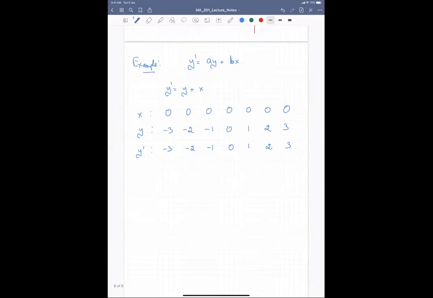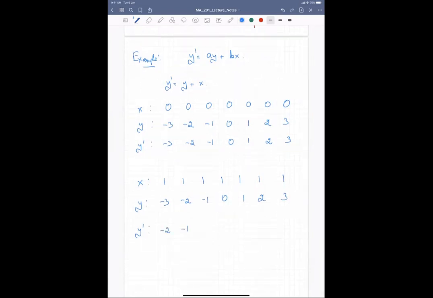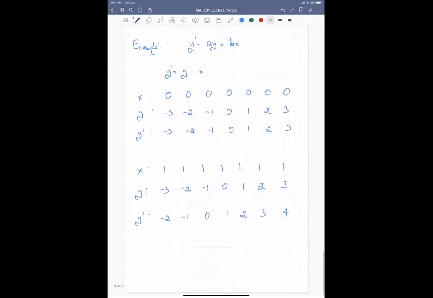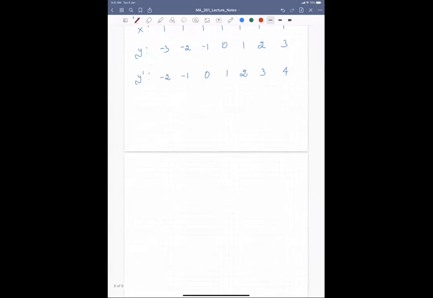I can do it for any other value of x also. For example, I can do it for x equal to 1, for the same values of y, -3, -2, -1, 0, 1, 2, and 3, and figure out the slope. Since y prime is y plus x, in my particular example, this will be -2, -1, 0, 1, 2, 3, and 4. What have I achieved? Well, I might not know the solution, but I do know how the flow of the solution looks. What do I mean by that? So let me try and plot this.